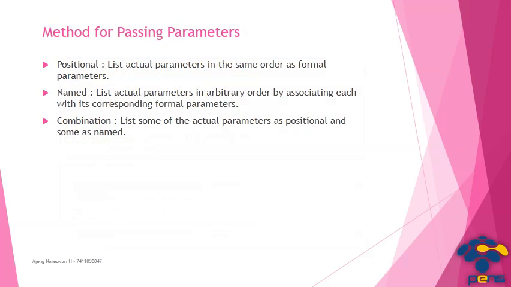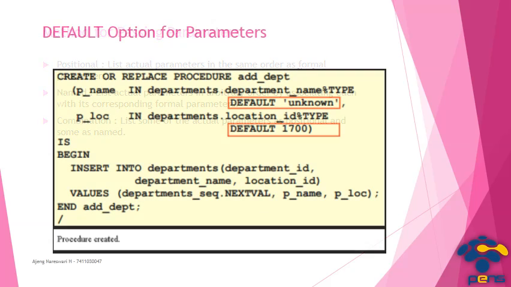For passing parameters, first is positional, which lists actual parameters in the same order as formal parameters. Second is named, which lists actual parameters in arbitrary order by associating each with its corresponding formal parameter. And the last is combination, which lists some of the actual parameters as positional and some as named.